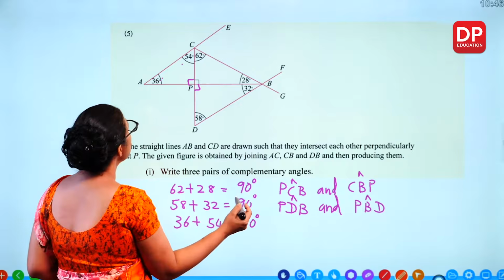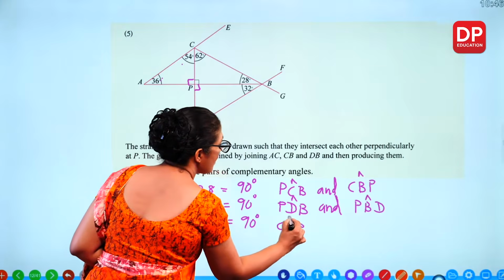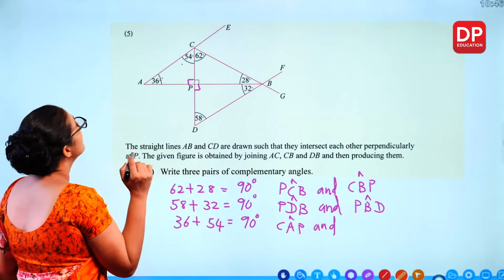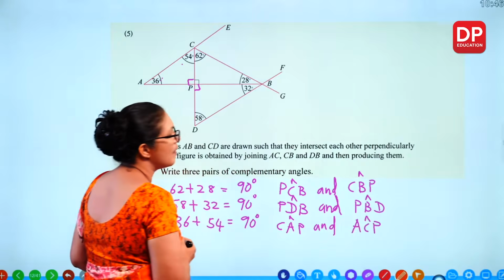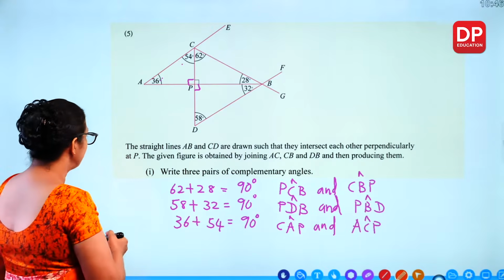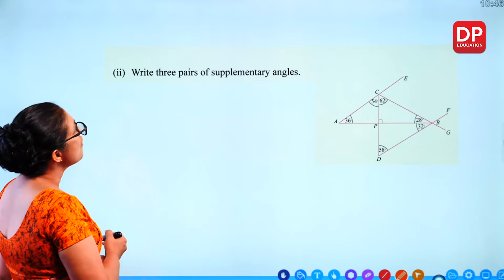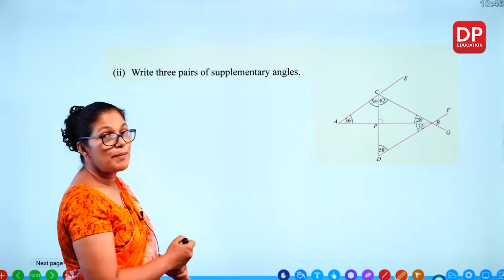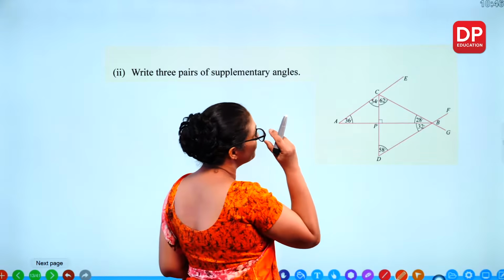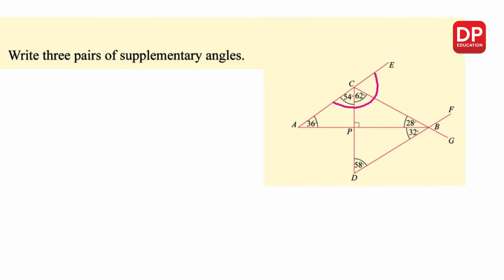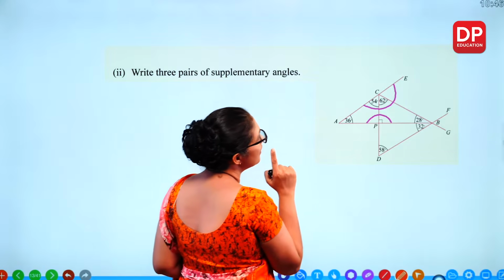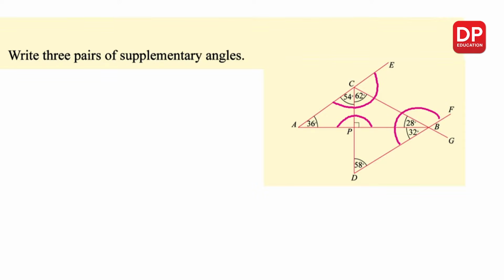So what are those? CAP and ACP. Those are complementary angles. Write 3 pairs of supplementary angles. Supplementary means 180. So you need to get a straight line. Here, this one, this one, you need 3. This one. So those are supplementary.